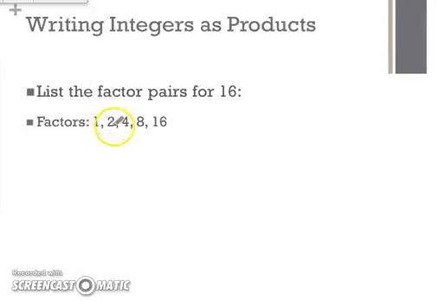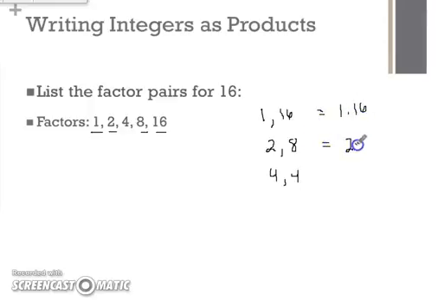If we want to list them specifically as factor pairs, then you'd pair up the two factors that go together. The first one we kind of did, 1 and 16. Another factor pair would be 2 and 8, so 2 times 8. And then the last one, 4 and 4. You could also write this as 1 times 16, 2 times 8, and 4 times 4. So when listing factor pairs, you want the pairs of numbers that you multiply to get that number.